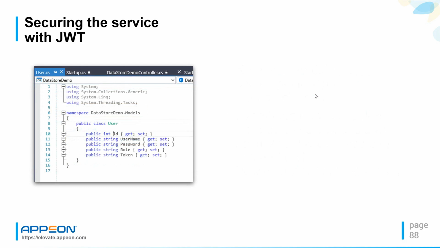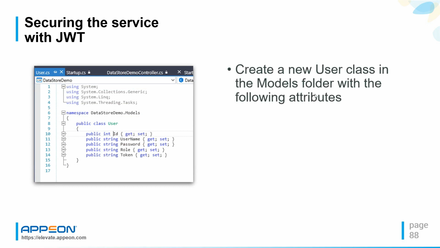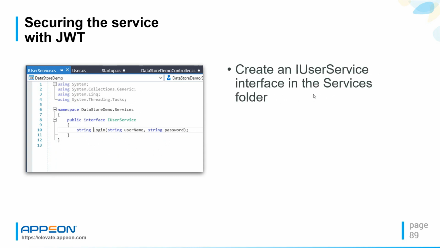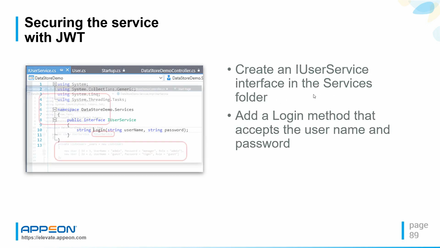This is my class. I'm going to have a user ID, their actual name, their password, the role that they have within the application, and I'm going to keep track of the token I sent them. So that's pretty simple. This is my user service, the interface, and it's pretty simple. It just has a login method that takes the username and password. Not much else to really explain there.